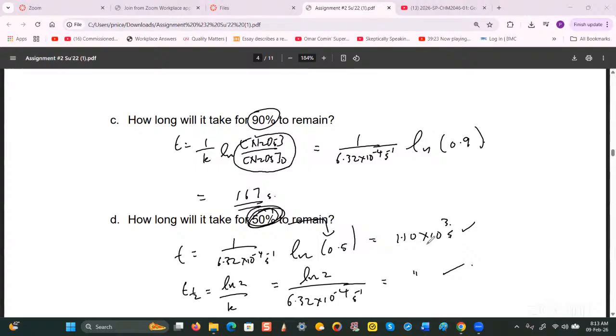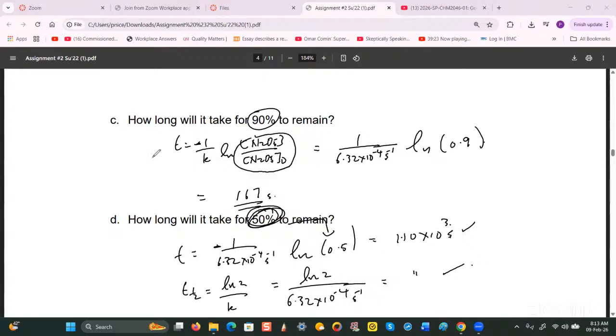Let me get my calculator. Let me see what I did wrong. Oh, my bad. Okay. There should be a minus sign here. And in fact, there should be a minus sign here. So please make that correction.